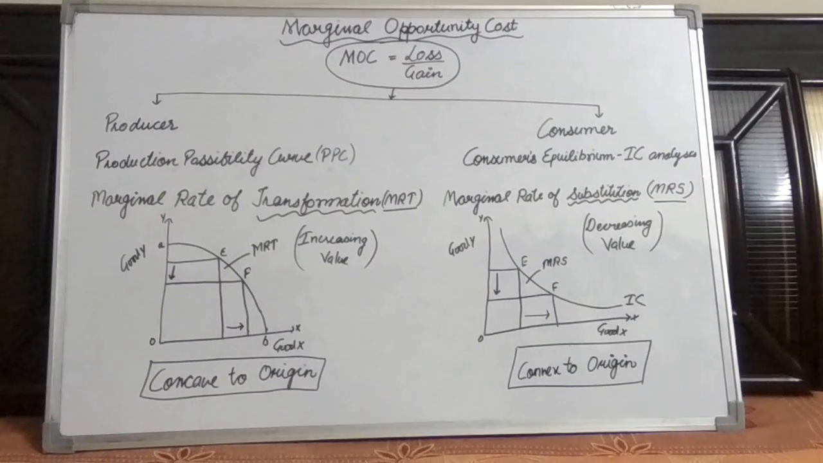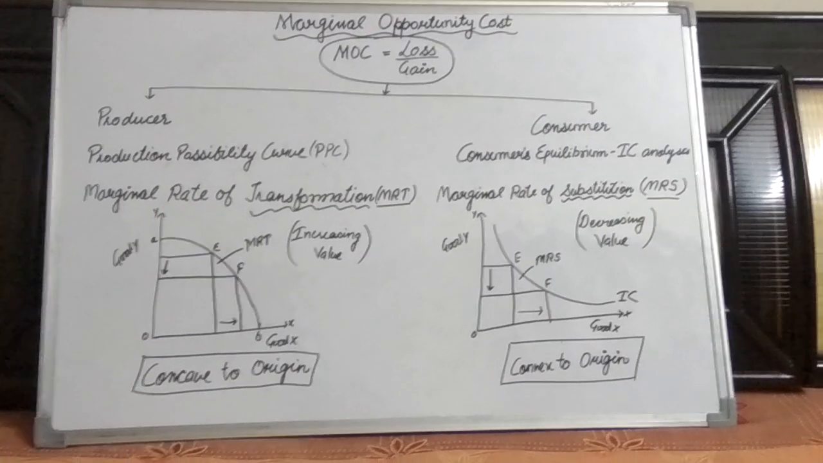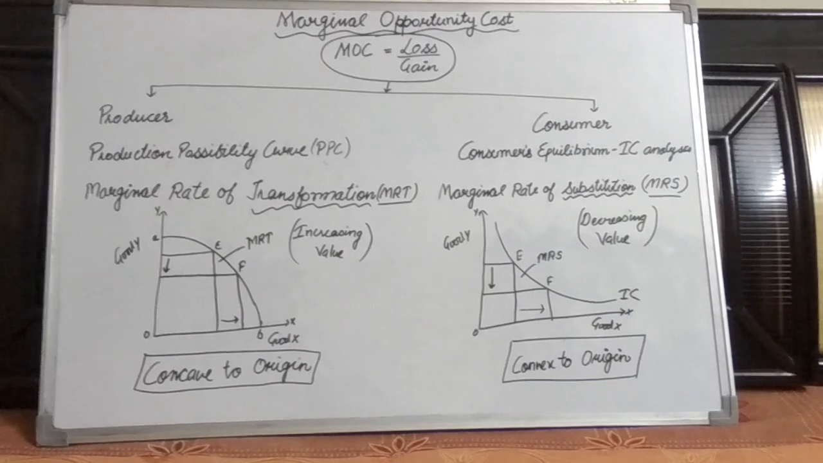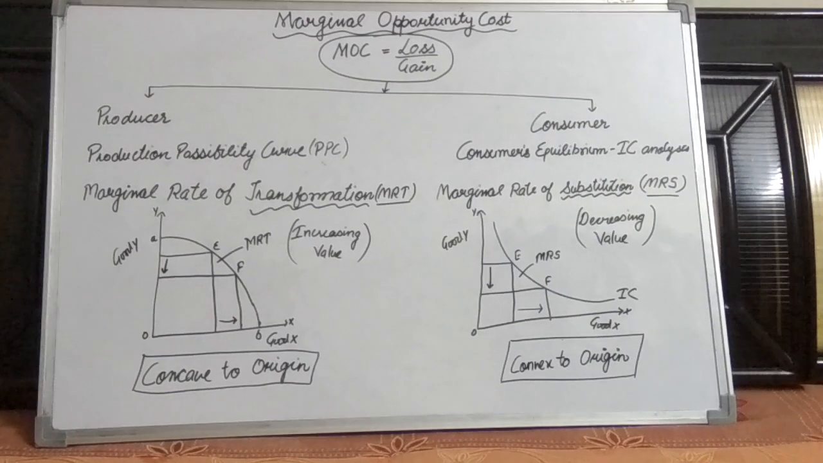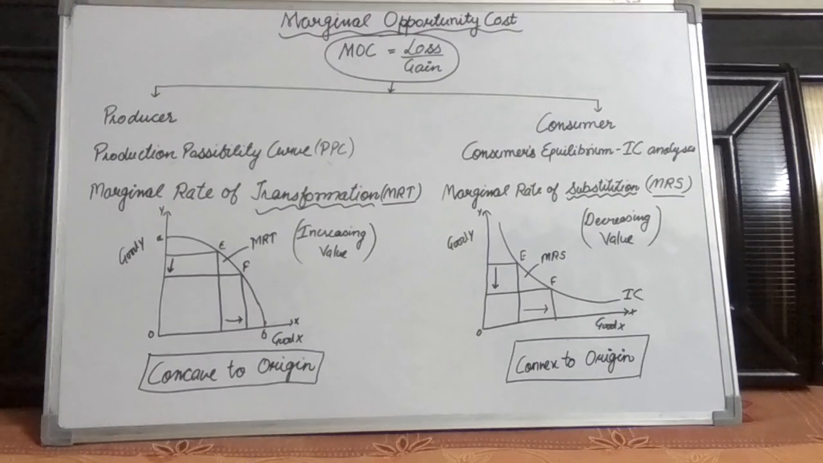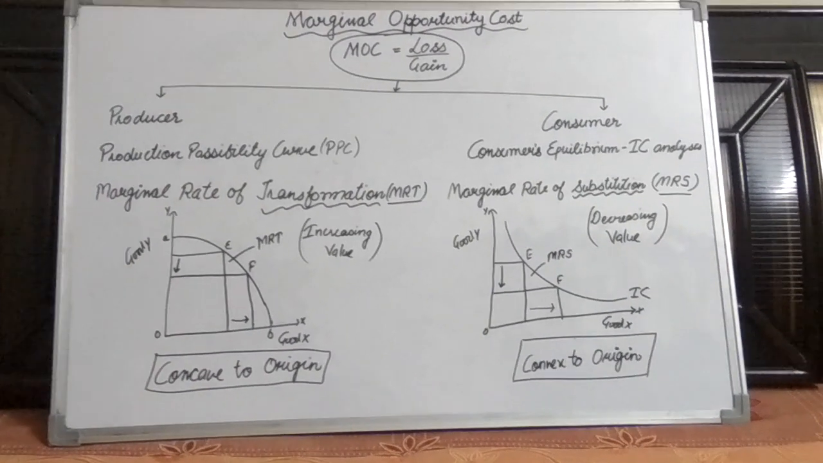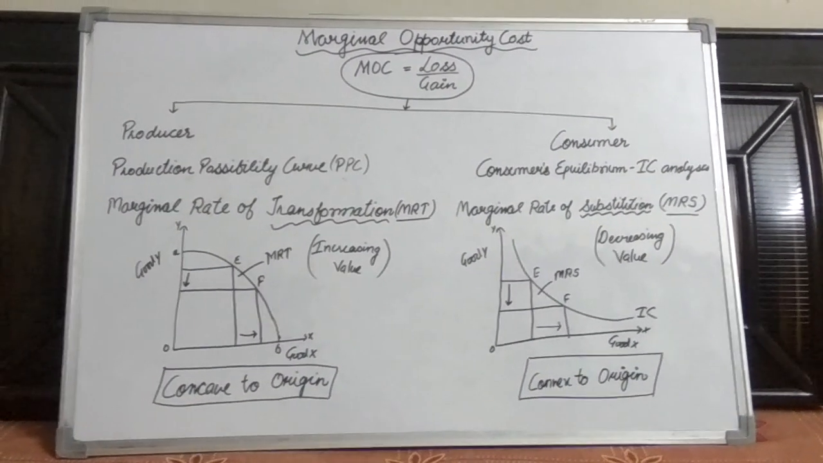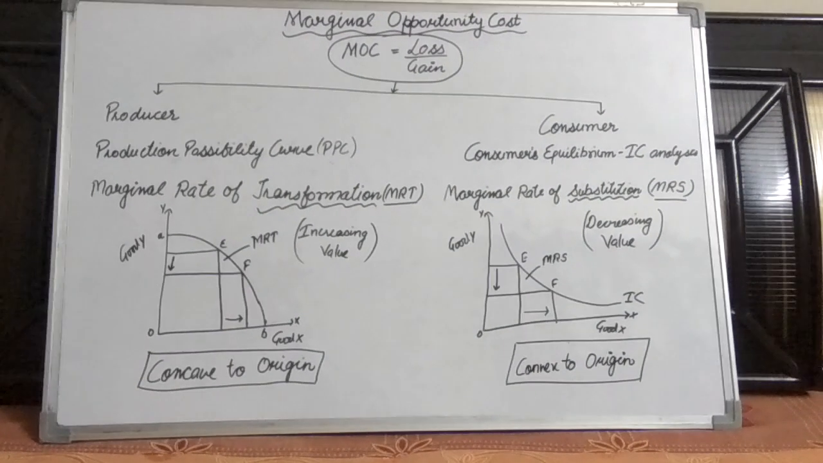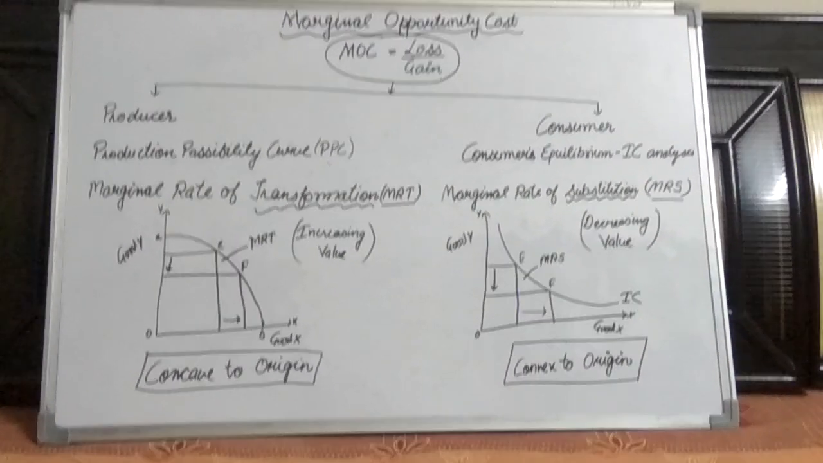Dear students, today we are going to discuss a very important topic, marginal opportunity cost, which is termed as MOC, and whose formula is loss upon gain, as it is termed as the rate of sacrifice by an economic agent to get more quantity of another good. That is why its formula is loss upon gain.